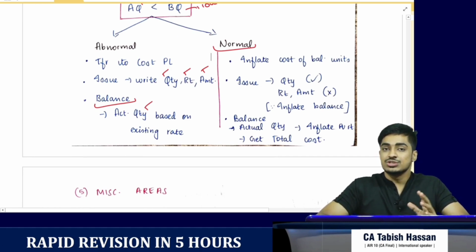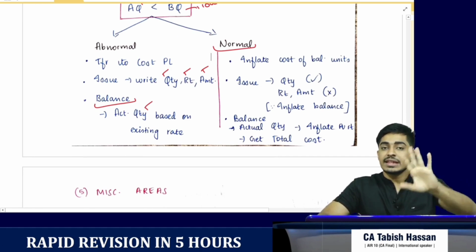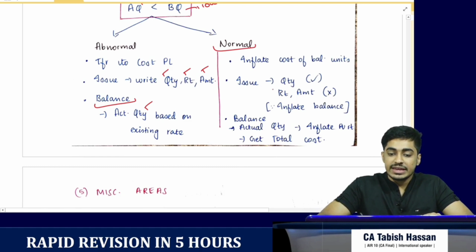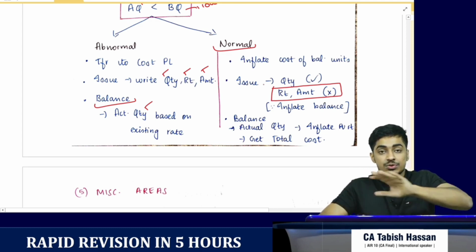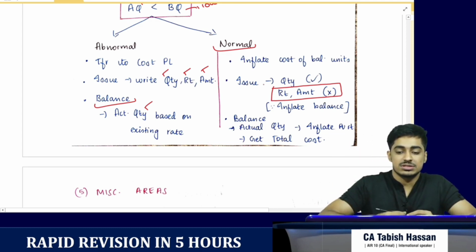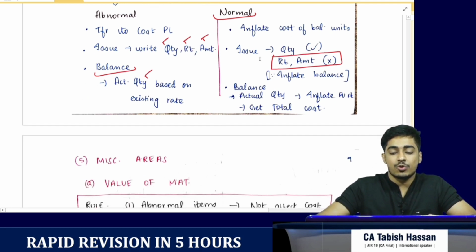How do we do this? In issue, in the quantity, we write that the quantity has reduced. But in the rate and amount column, we do not write anything. Why don't we write anything? Because we want to inflate the cost. So we don't write anything, and in the balance, we inflate the cost. Clear? So in issue, we only write in the quantity column.